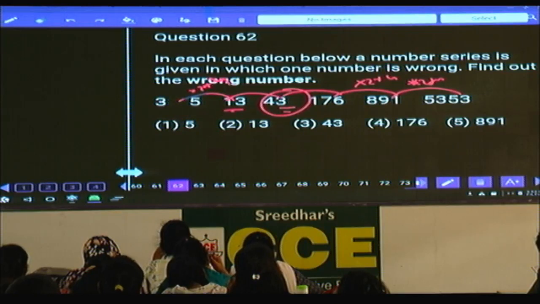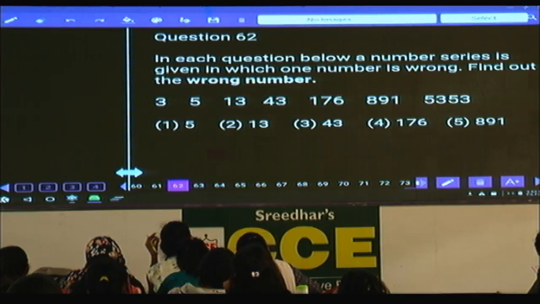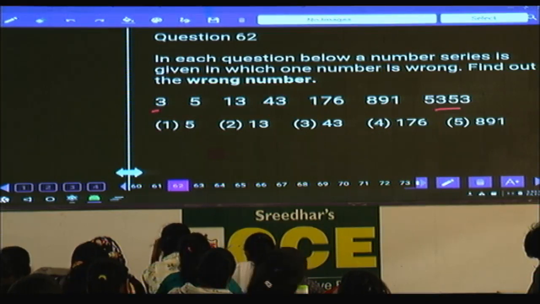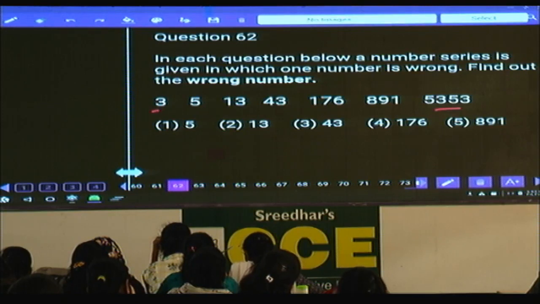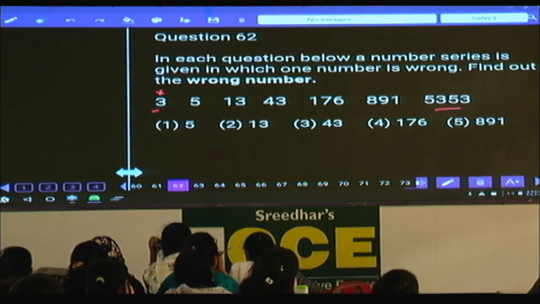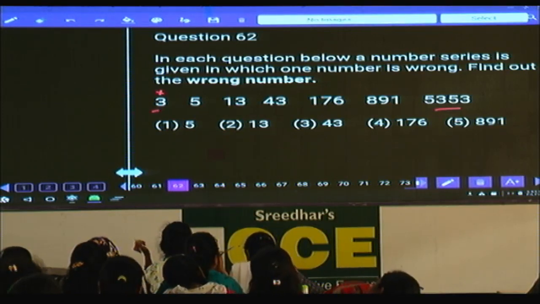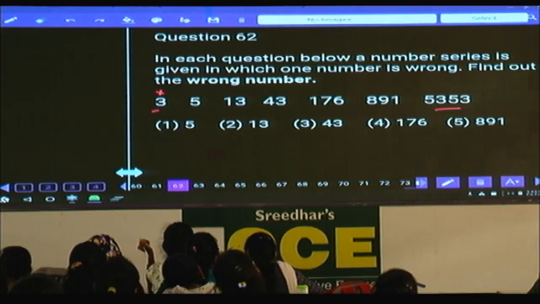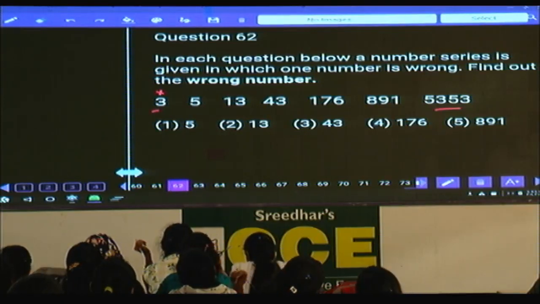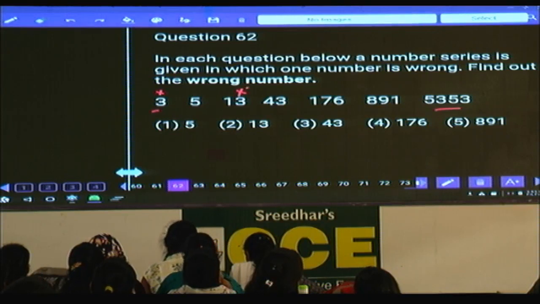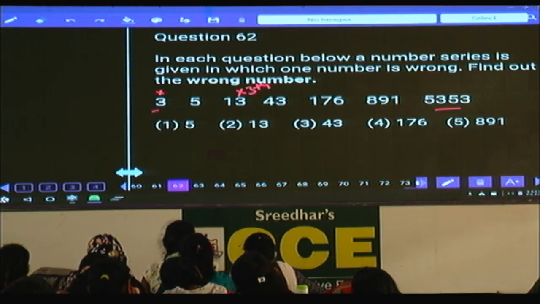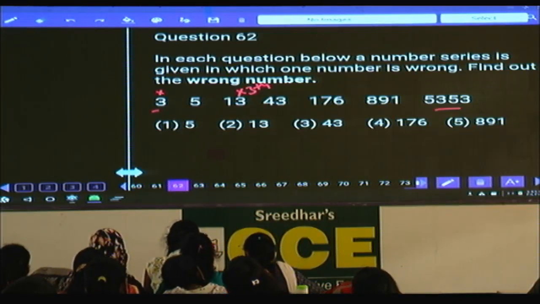Then coming to 62. Now in this 62, 3, 5. Numbers starting with 3, ending with 5, 3, 5, 3. And the numbers are increasing at a very faster rate, must be product or combination. Then in this one, 3 and 5, 5 and 13, 13 and 43. Tell me, where shall we start from? No. 5, 13 and 43. 13 into 3, 39 plus 4, 43. Isn't it? Into 3 plus 4.